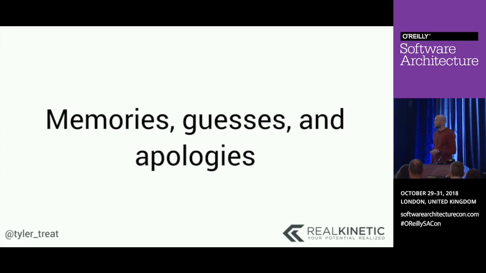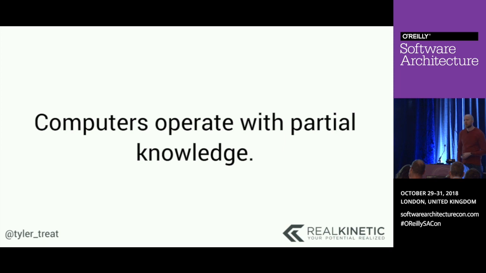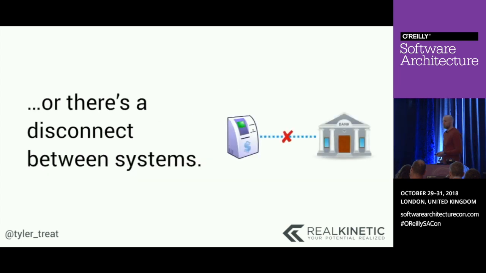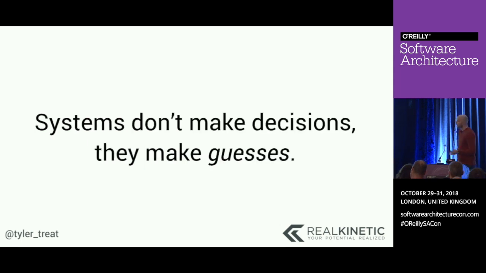And so Pat Helland famously describes computing as nothing more than memories, guesses, and apologies. That's because computers operate with partial knowledge. Either there's a disconnect with the real world, or there's a disconnect between systems. More often than not, the system is not a perfect representation of reality. What that means is typically systems don't make decisions, they make guesses. And those guesses might be good, they might be bad, but rarely is there certainty.